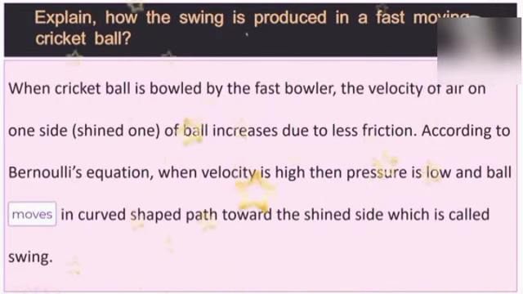Explain how the swing is produced in a fast moving cricket ball. When the cricket ball is bowled by the fast bowler, the velocity of air on the shined side of the ball increases due to less friction. According to Bernoulli's equation, when velocity is high, then pressure is low, and the ball moves in a curved path toward the shined side, which is called swing.